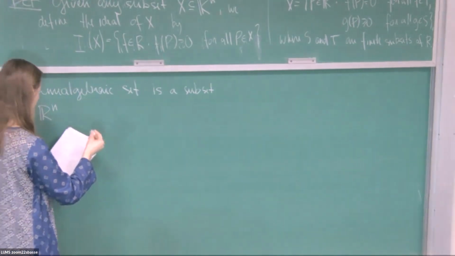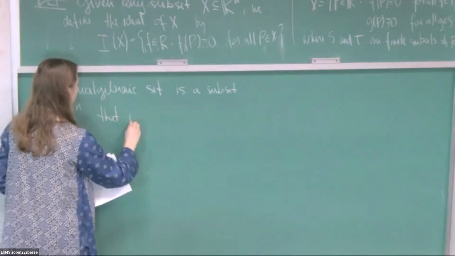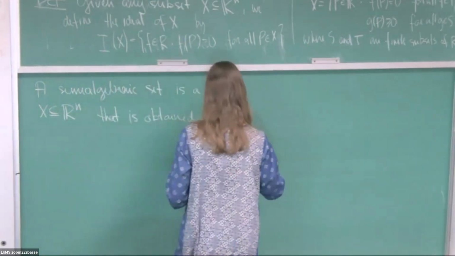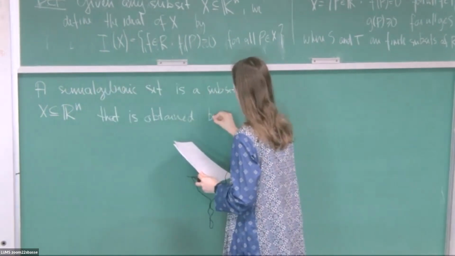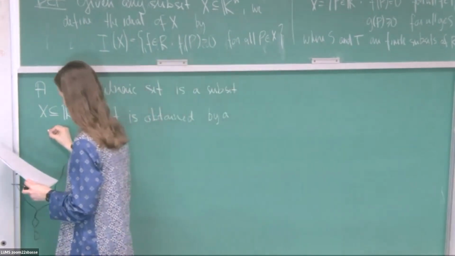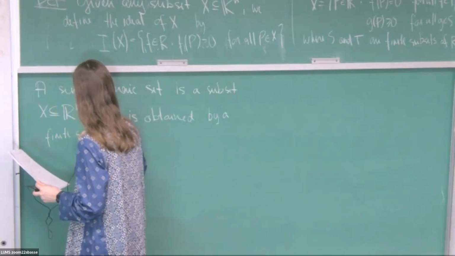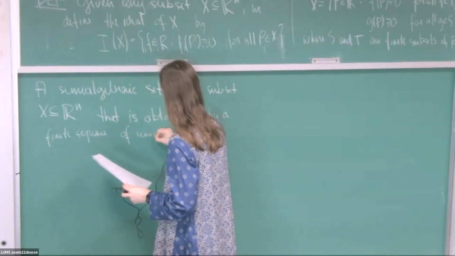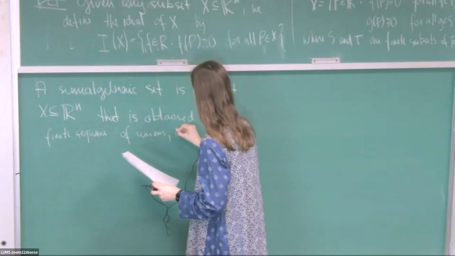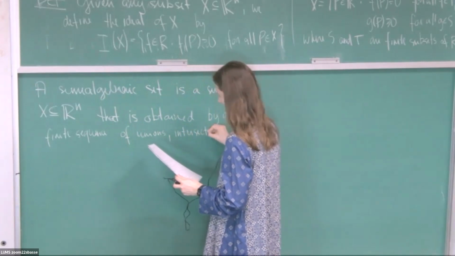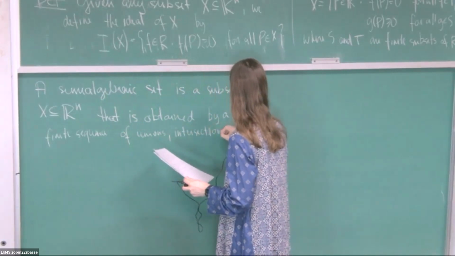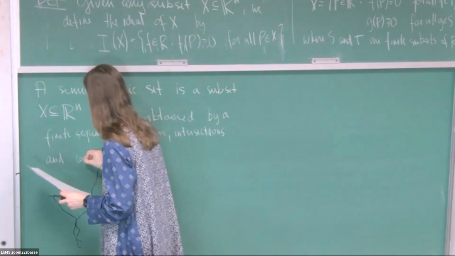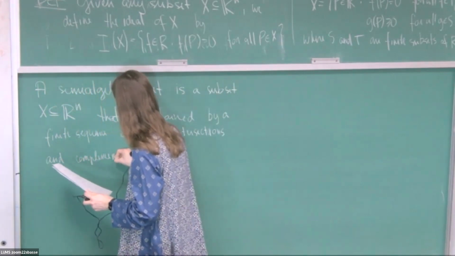So it's a subset of R^n that is obtained by a finite sequence of unions, intersections, and complements of basic semi-algebraic sets. And I will do an example in a moment.